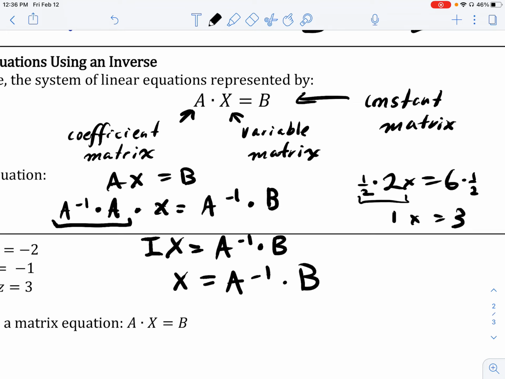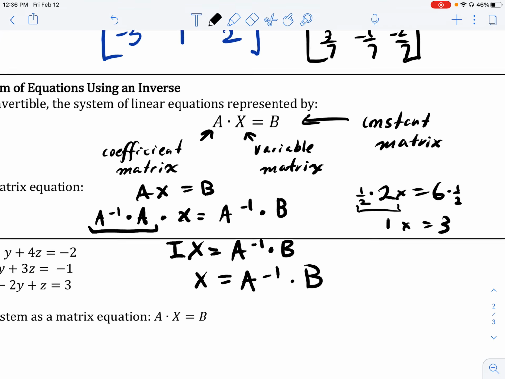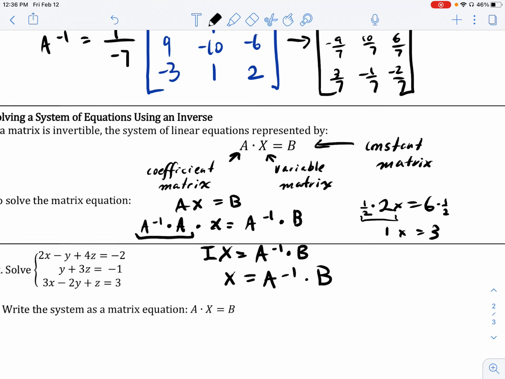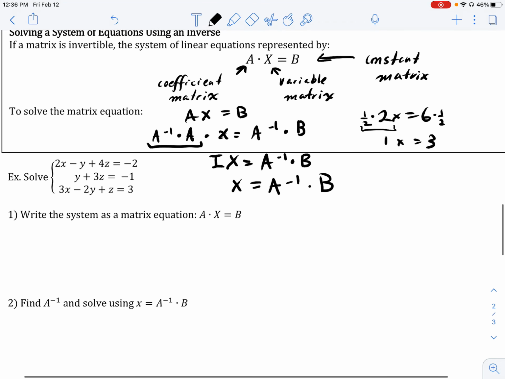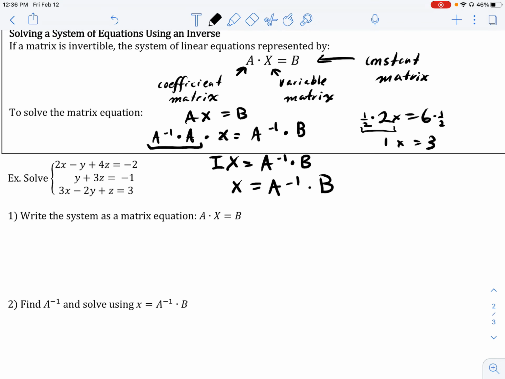So as I keep saying, I think it'll be most helpful if you see this in an actual problem. So let's go ahead and do this example here so you can see how this works. So we have a system. We're going to write that system as a matrix equation.